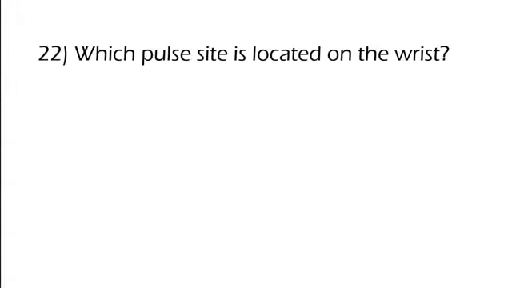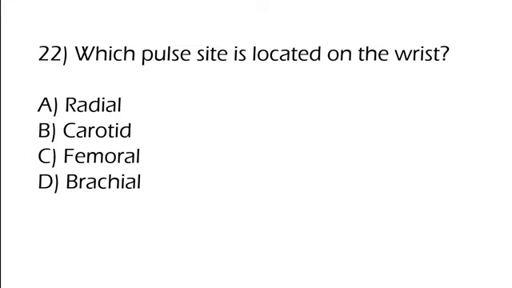Which pulse site is located on the wrist? Radial, carotid, femoral, brachial. The correct answer is option A, radial.